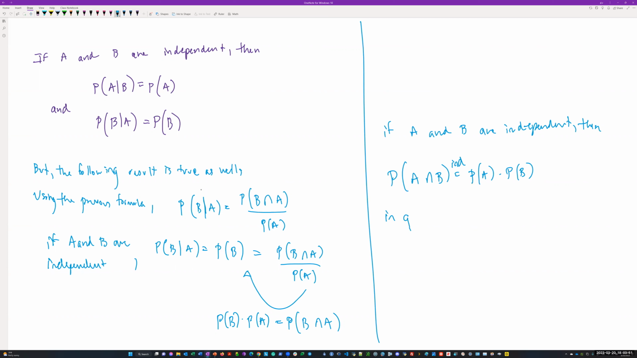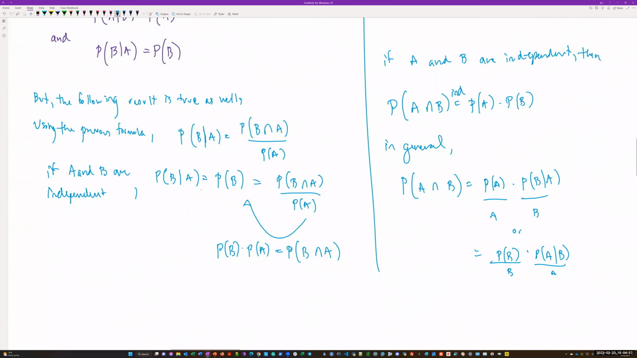In general, the probability of A and B is equal to, we could think about it with our slots. First, I want A to happen, then I want B to happen, given A happens. Or we can say we want B to happen first, and then A to occur, given B has occurred. Does that make sense?